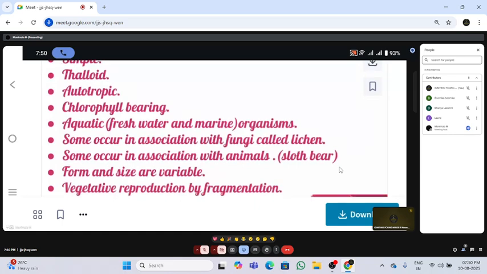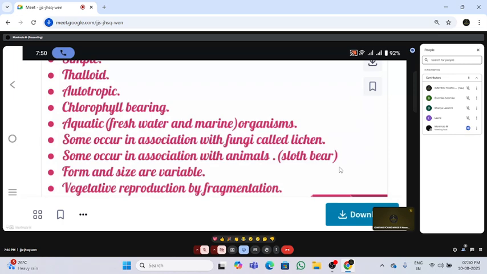Algae means seaweed. The majority of algae live in sea water, marine water and fresh water, and some live along with fungi, for example lichens, and some are associated with animals, for example sloth bear. The father of phycology is F.E. Fritsch, and M.O.P. Iyengar is the father of Indian phycology.